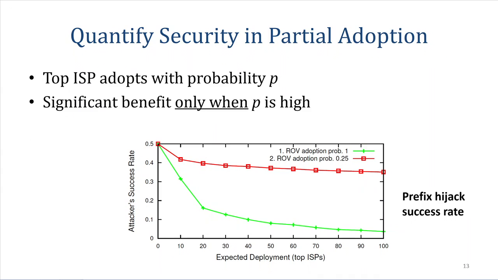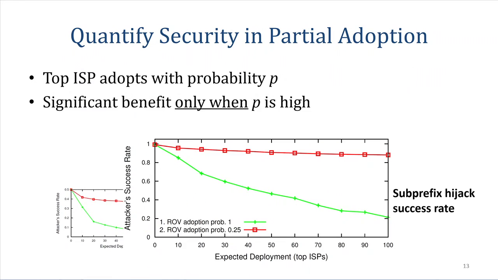So basically, the farthest data point now means that we get an expected 100 adopters, except they are selected from the top 400 ISPs. So each of the top 400 ISPs adopts with probability 1/4. On average, you get 100, but now they are more spread out, and you can really see the difference here.